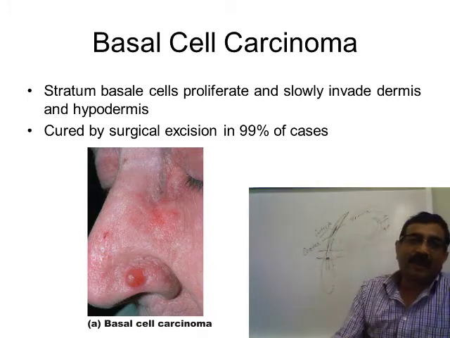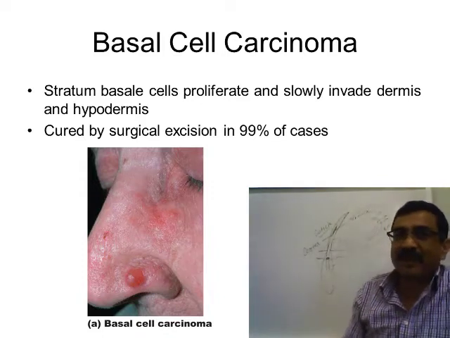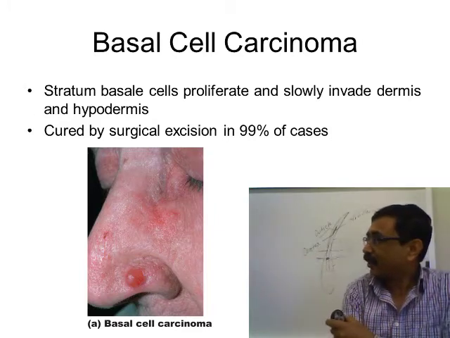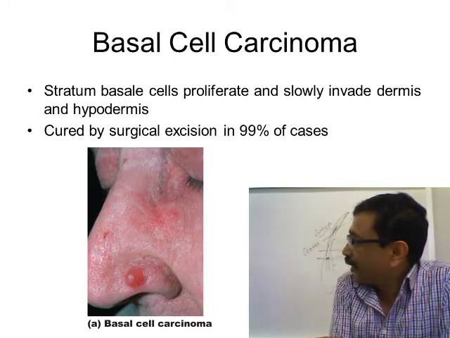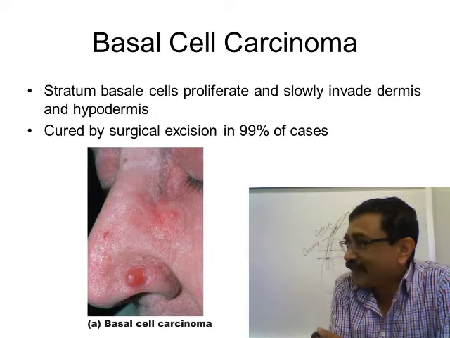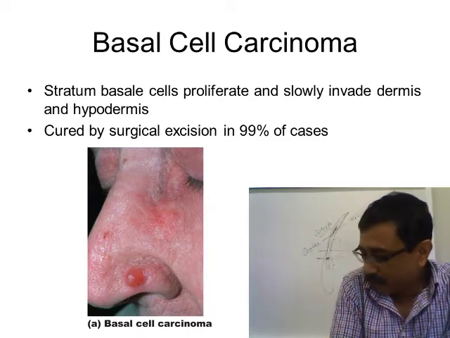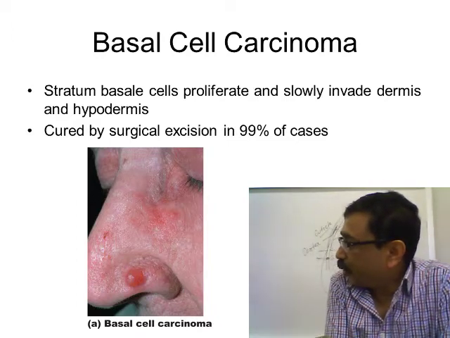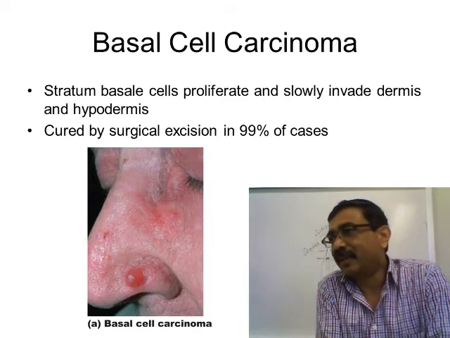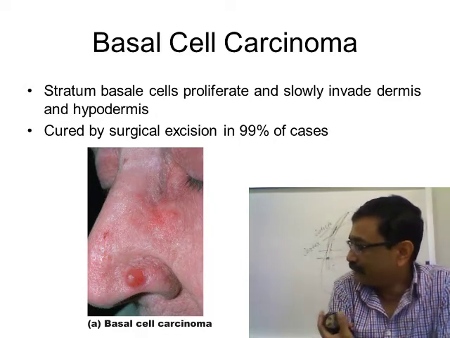Basal cell carcinoma, you must remember, is in the stratum basale, the innermost layer of the epidermis, where you have a single layer of stem cells. We have talked about that. If those cells start to proliferate abnormally, that is basal cell carcinoma. It can be cured by surgical incision, with about a 99% success rate. If you surgically remove the tissue from there, the patient will get cured.